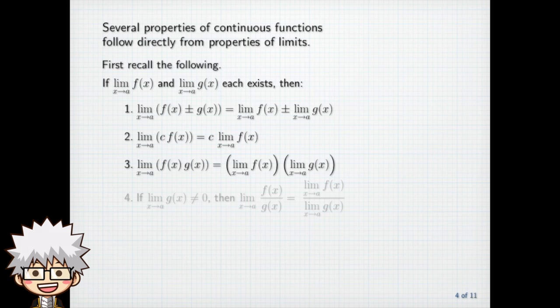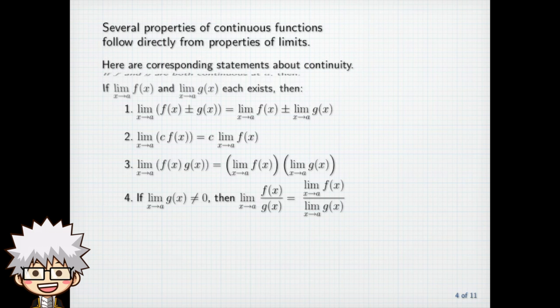If the limit as x approaches a of g of x is not equal to 0, then the limit as x approaches a of the quotient f of x divided by g of x is equal to the quotient of the limits. Now here are corresponding statements about continuity.